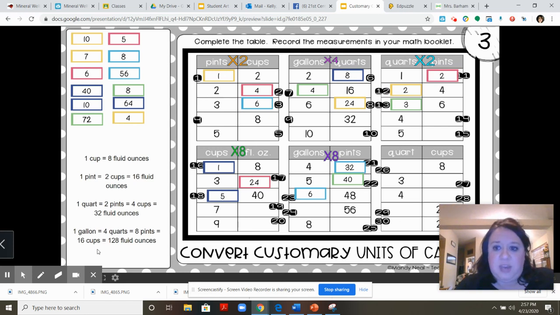All right, next one we have quarts and cups. If I look over there at my sheet, I have that a quart is equal to 2 pints, and each one of those pints is equal to 2 cups. So that makes 4 cups for every quart. So for my rule, quarts are big and cups are small, I'm going to be multiplying by 4.